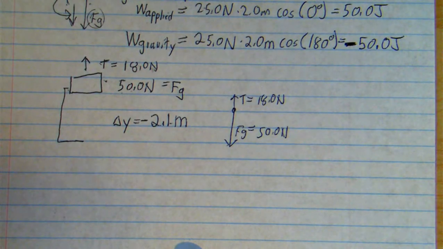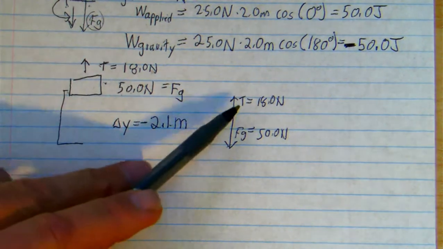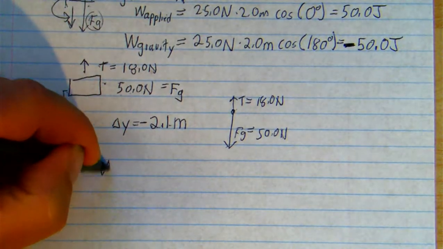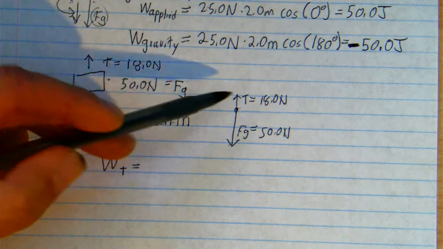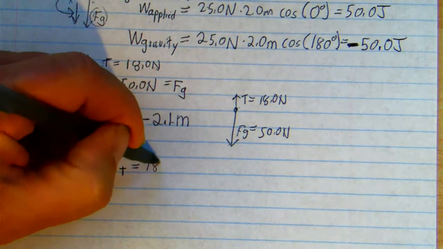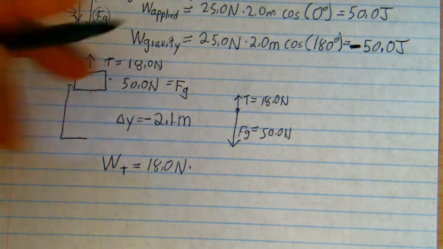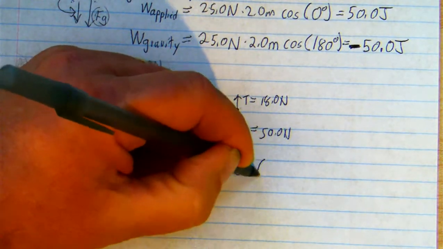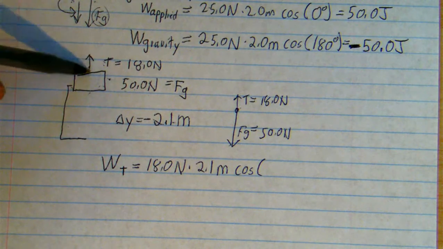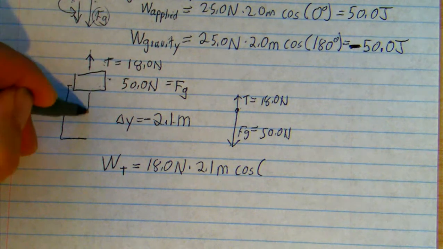But still, we can do some calculations. How much work does the tension do on this block? So the work done by tension is going to be the magnitude of the tension force, 18 newtons, times the magnitude of the displacement, 2.1 meters, times the cosine of the angle between the upward tension and the downward direction that it actually moves.